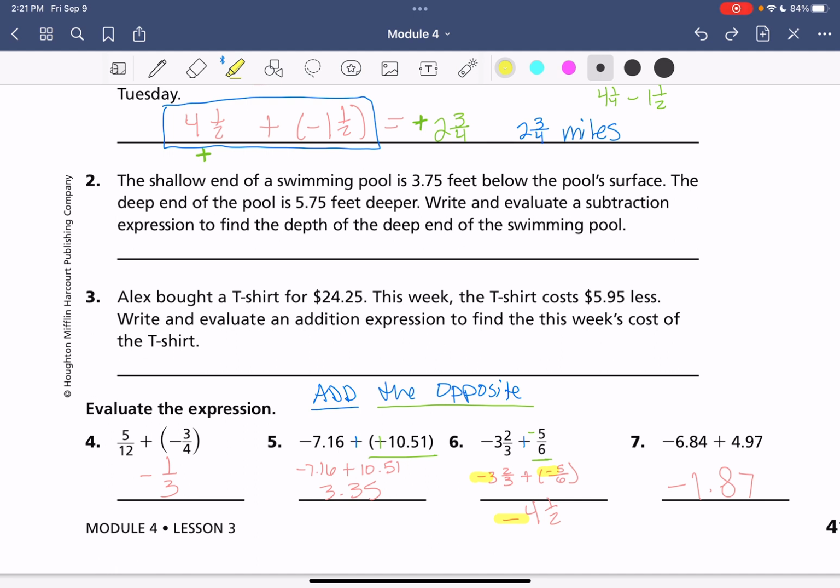And then for 5, we have a positive because 10.5 is bigger, has a greater absolute value, a greater distance from 0 than negative 7.16. So our answer is positive there.